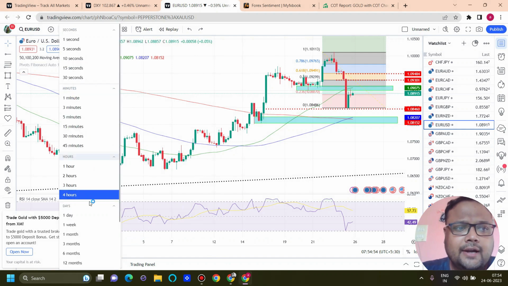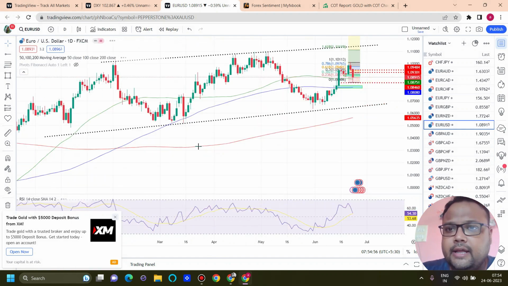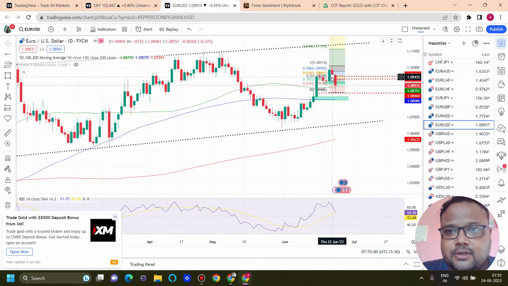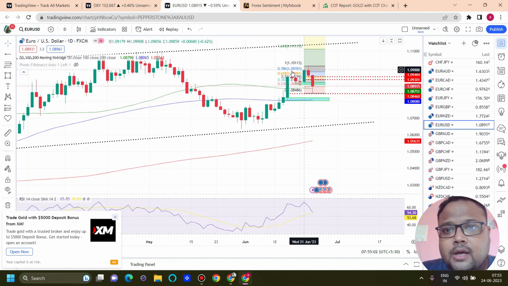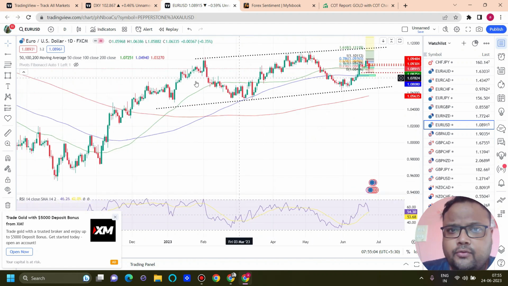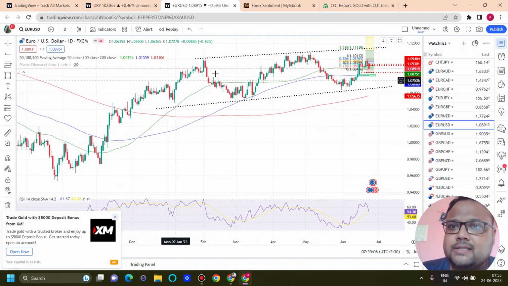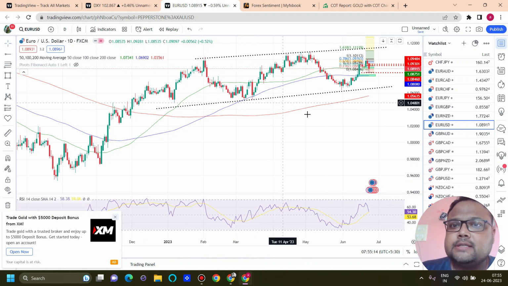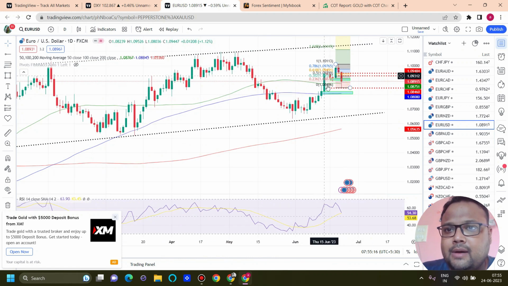And if we look at the higher time frame, let's go to the daily time frame, then we can see that all this action is going on in the middle of the chart. Overall, Euro USD is still inside an upward channel only. This is a daily time frame, and you can see that Euro USD is inside an upward channel only, and right now market is standing on the middle of the chart.